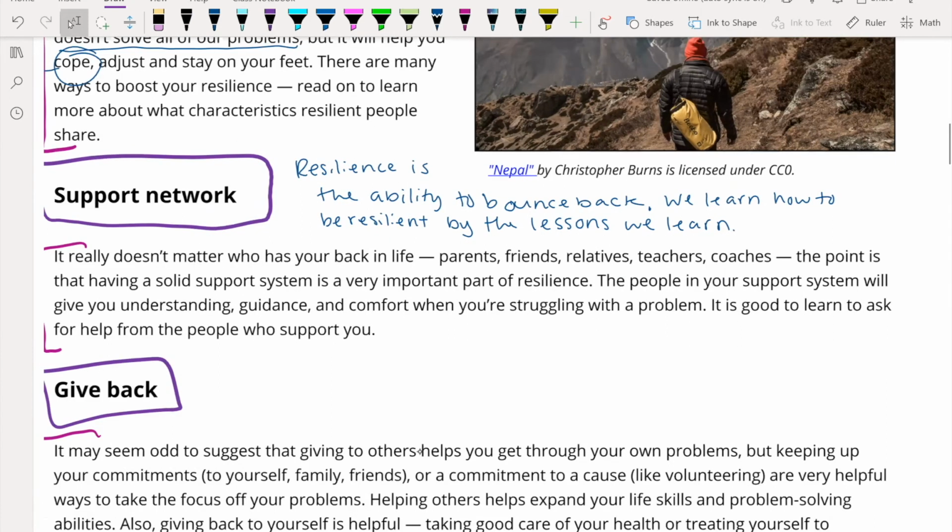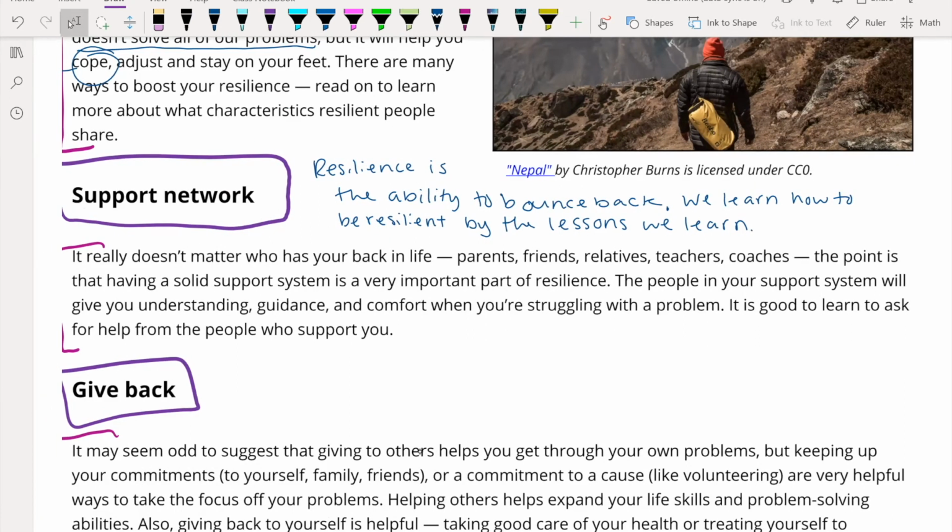Support network. So we kind of have an idea about what this paragraph might be now that we have identified what the subtitle is. Let's start. It really doesn't matter who has your back: parents, relatives, friends, teachers, coaches. The point is that having a solid support system is a very important part of resilience. The people in your support system will give you understanding, guidance, and comfort when you are struggling with a problem. It is good to learn to ask for help from the people who support you.